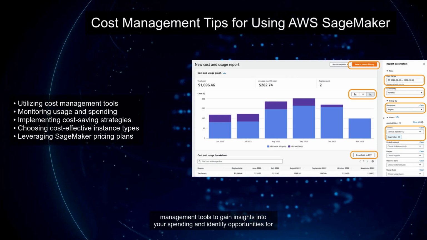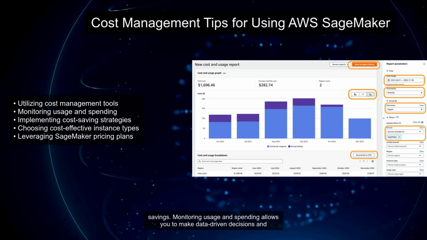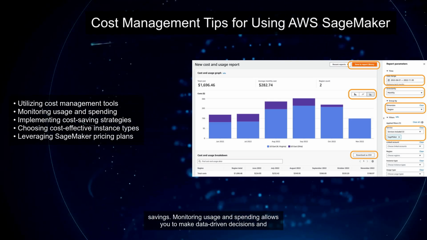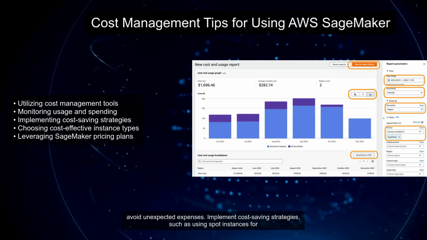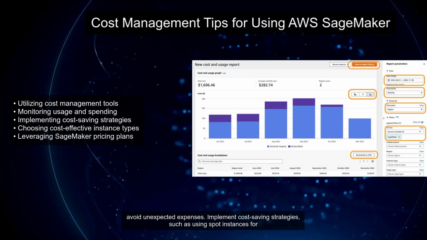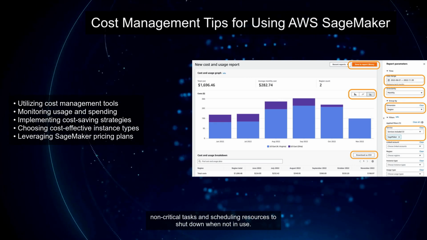Managing costs effectively is essential when using AWS SageMaker. Utilize AWS cost management tools to gain insights into your spending and identify opportunities for savings. Monitoring usage and spending allows you to make data-driven decisions and avoid unexpected expenses. Implement cost-saving strategies, such as using spot instances for non-critical tasks and scheduling resources to shut down when not in use.